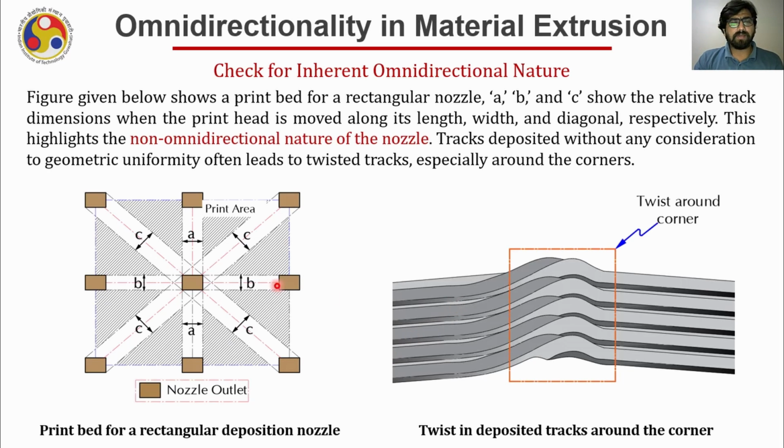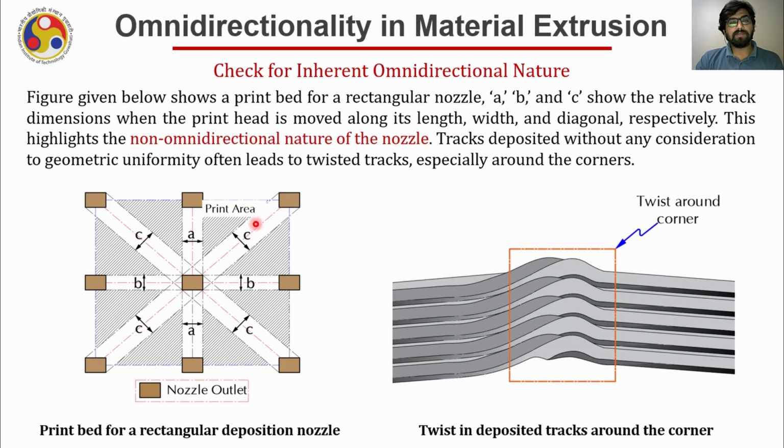Let us consider it. Assume that you are using a nozzle which has a rectangular opening. Now if you deposit back and forth in this direction, then the width of the deposited track will be equal to this dimension, which is assumed to be B of the opening of the orifice. But if you change the direction of deposition to this vertical direction, back and forth in this direction, then the deposited track width will be different and it will be equal to the dimension of the other edge of the rectangle of the opening of the orifice.